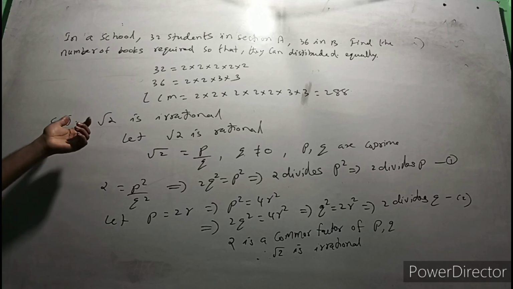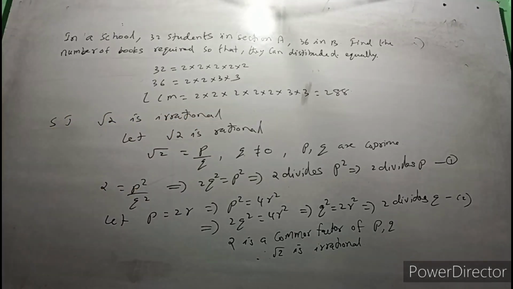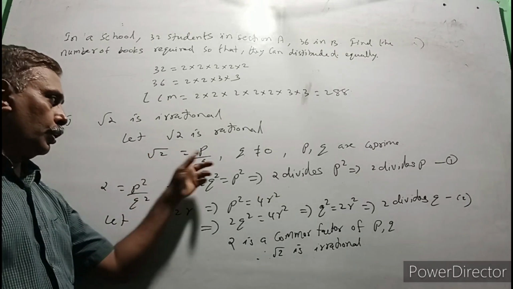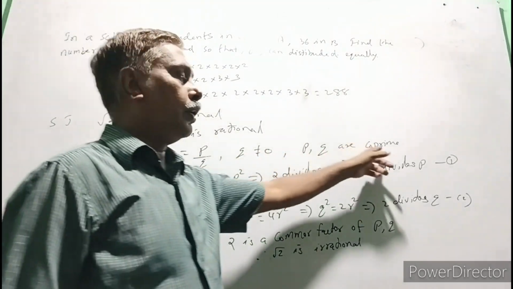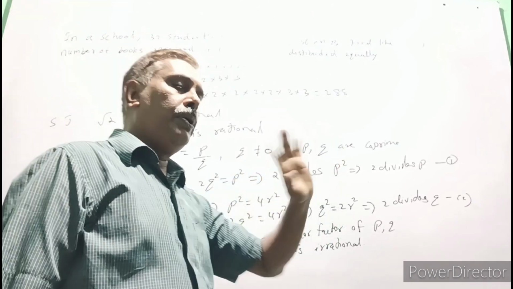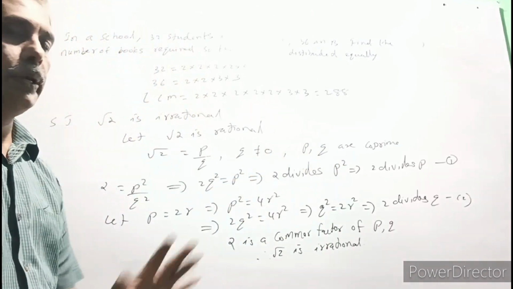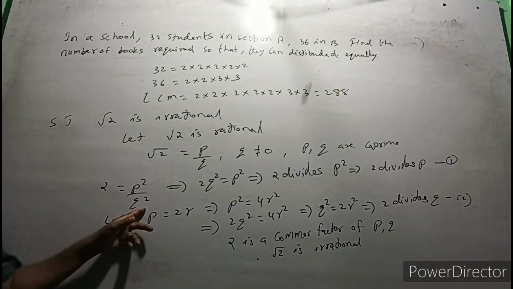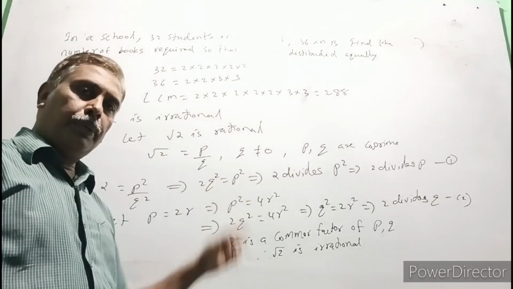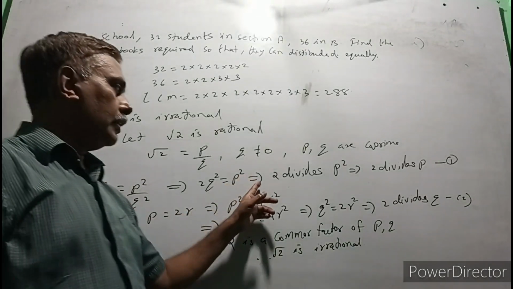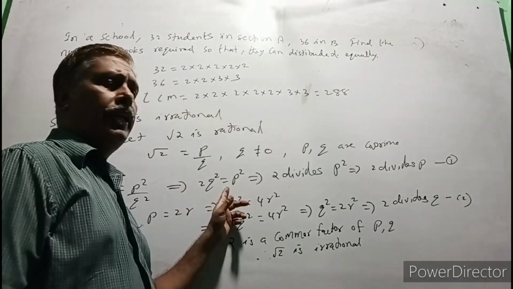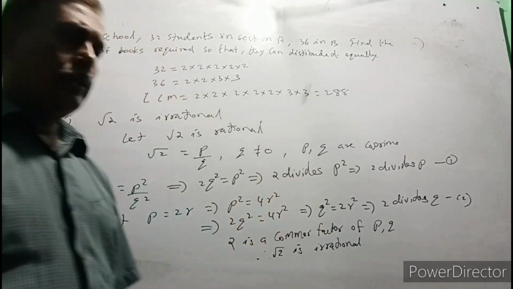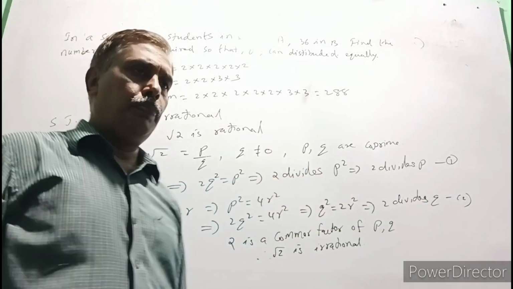There is another problem: show that root 2 is irrational. Let root 2 be rational. Root 2 is equal to p by q. p, q are co-prime. Co-prime means there is no common factor other than 1. That is the meaning of co-prime. So squaring, 2 is equal to p square upon q square. This implies 2 q square is equal to p square. Implies means from here we are getting this, from here we are getting like this. 2 divides p square. 2 divides p.